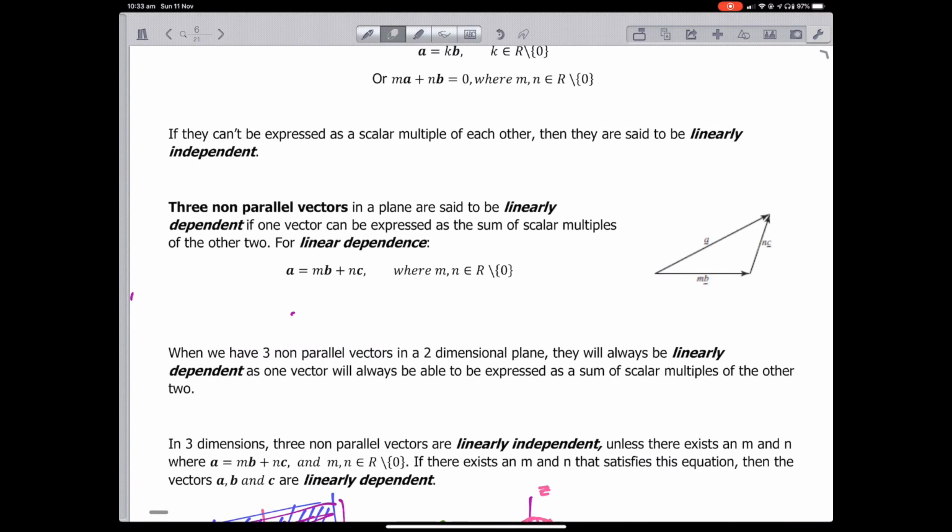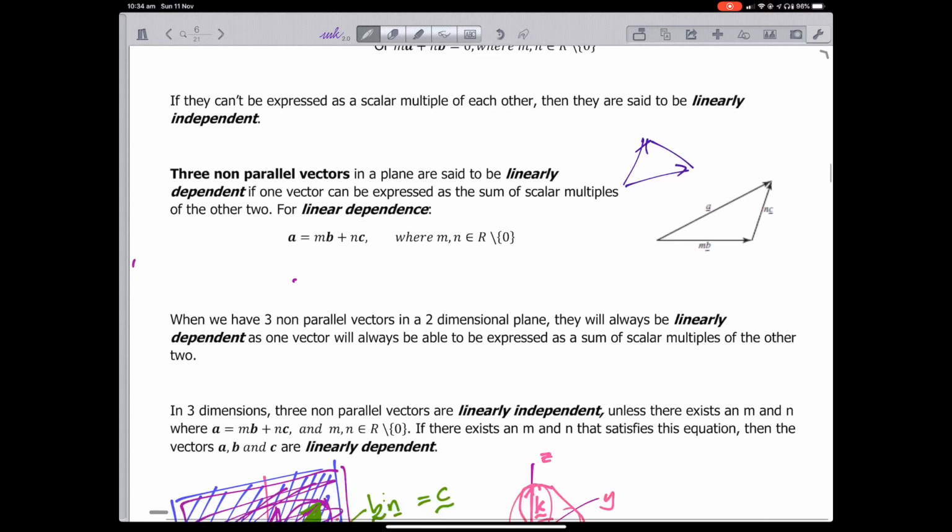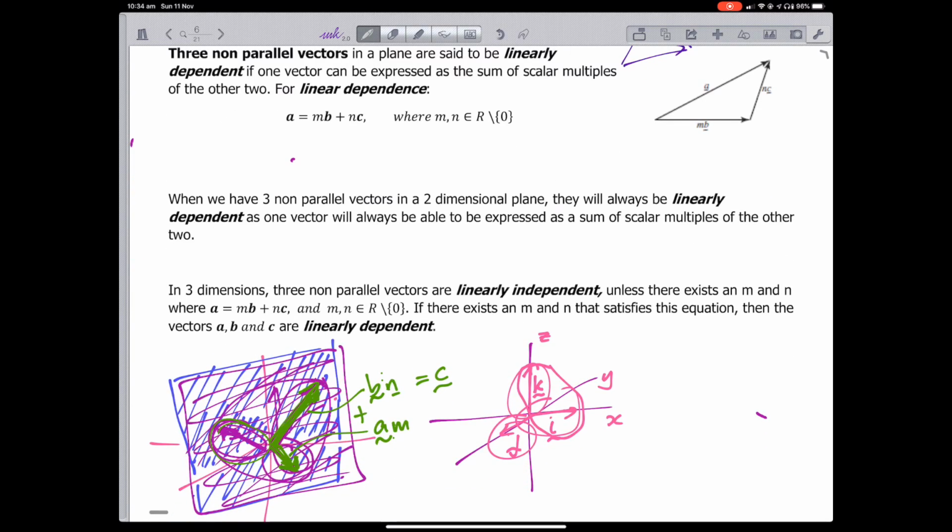3 non-parallel vectors in a two-dimensional plane are linearly dependent as long as they're not parallel, because those 3 vectors will be able to span the whole plane, and a scalar multiple of each added together will be able to make the third vector. So when we have 3 non-parallel vectors in a two-dimensional plane, they'll always be linearly dependent, as one will always be a scalar factor of the other 2 added together. That's as long as they're not parallel.